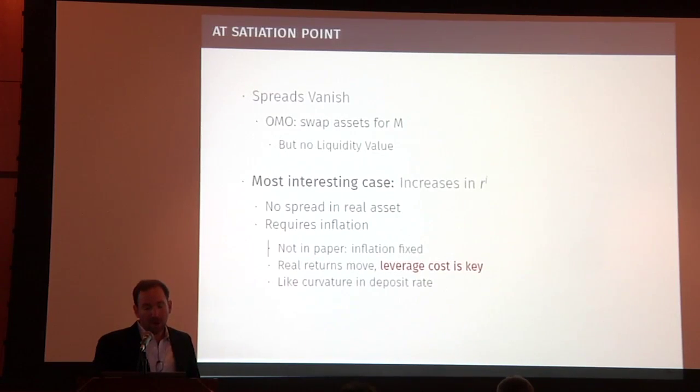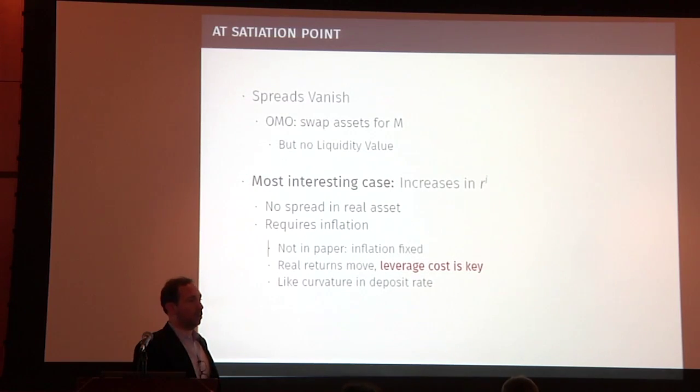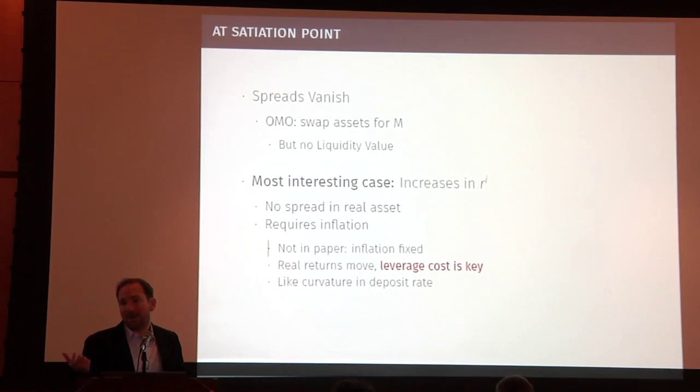When you're at the satiation point, in this simple example, where I don't have this convex leverage cost, what happens is that the spread vanishes at the satiation point. So you have the standard result that an open market operation has no real effects, because there are enough reserves to satisfy all payment needs. That kills all the spreads, so the policy is neutral in the sense of real returns, perhaps not in the effects on the price level.